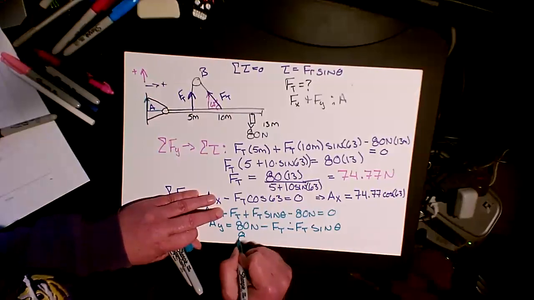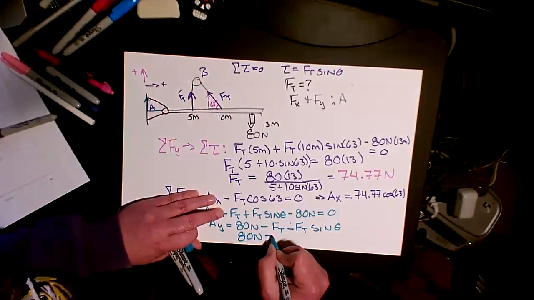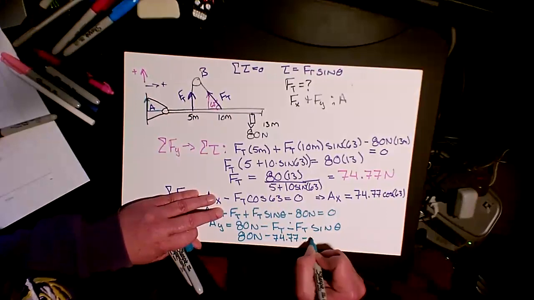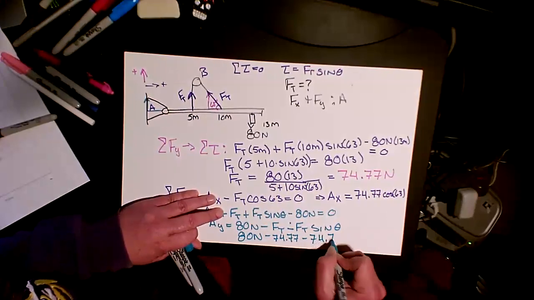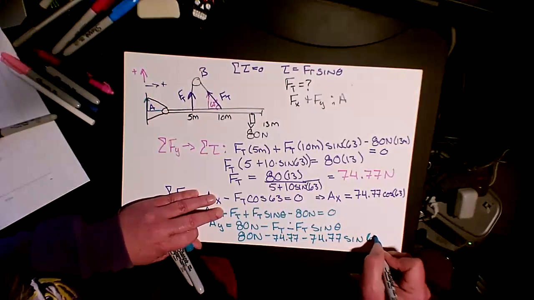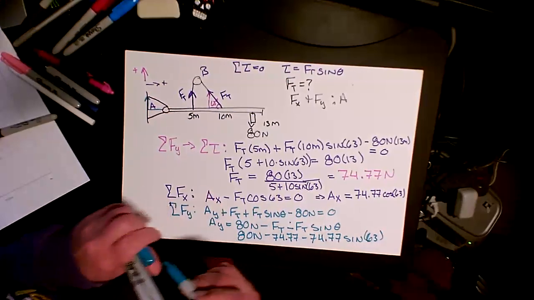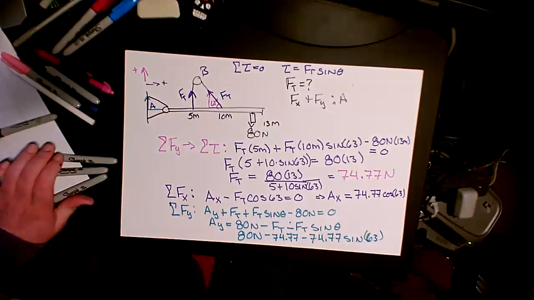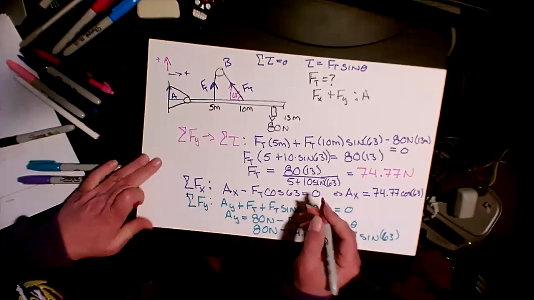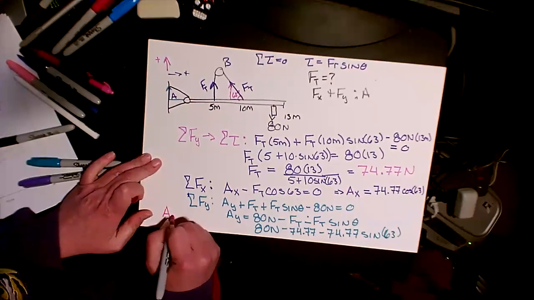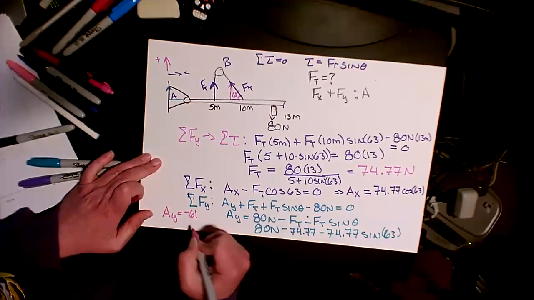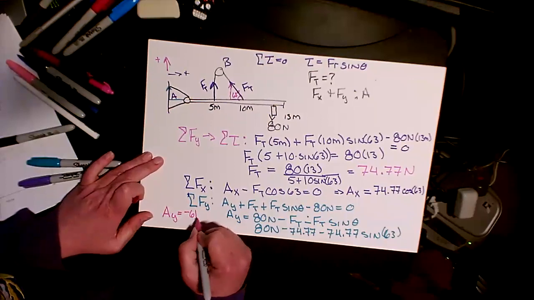Put in the numbers. 80 newtons minus 74.77 times sine 63. Let's see what we get. And I get a number that kind of scares me, and I think, oh my gosh, I've done something wrong. So I get AY equals negative 61 point what? 4.